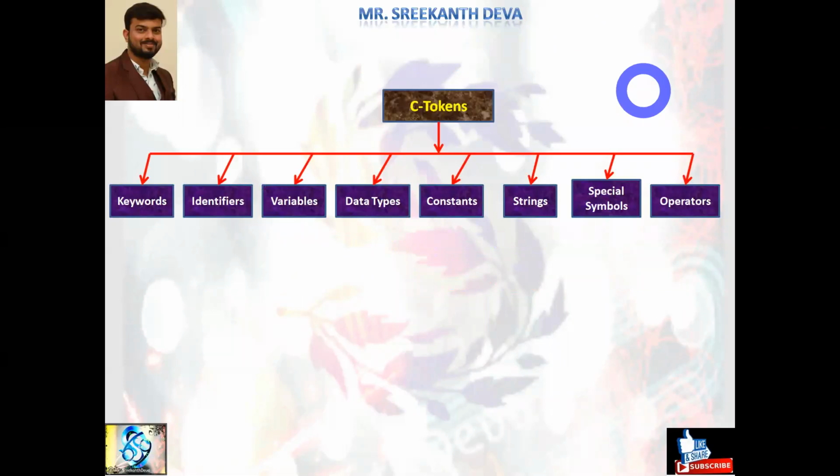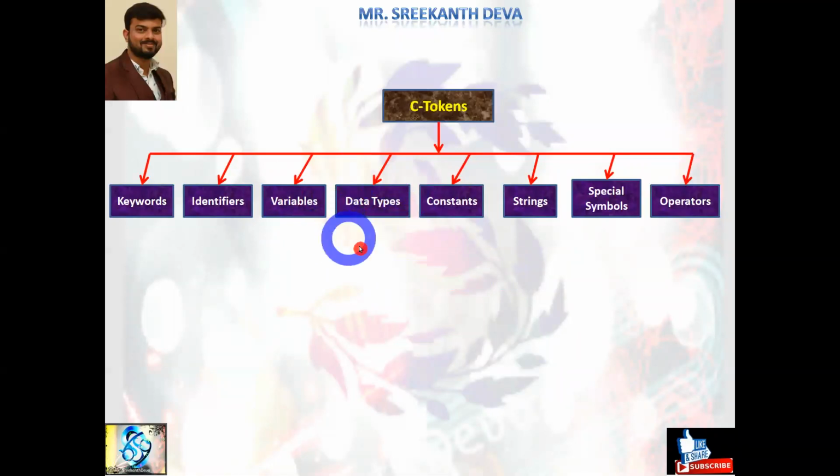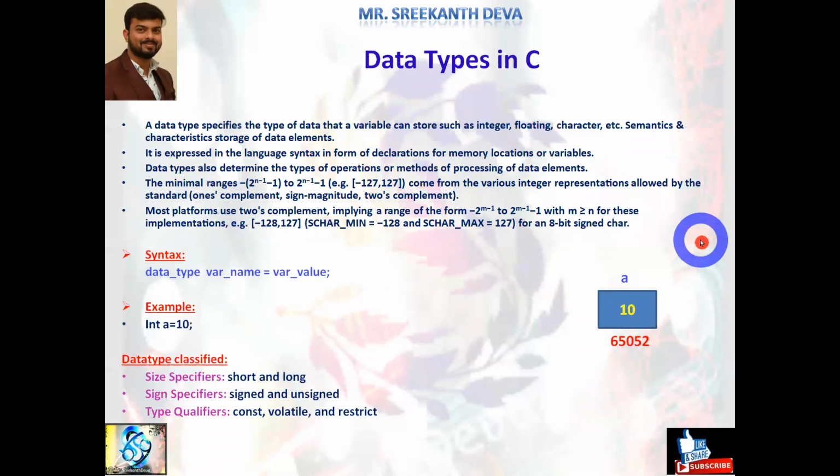Already we started with the previous sessions about C tokens. We had discussed in detail about keywords, identifiers, variables with suitable examples. In this session, we try to discuss in detail about data types. What is a data type? What are the different data types supported by C language? In the next coming session, we try to discuss the remaining C tokens topics like constants, strings, special symbols, and operators.